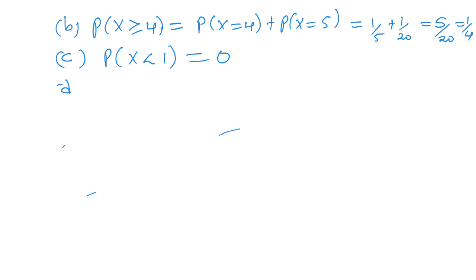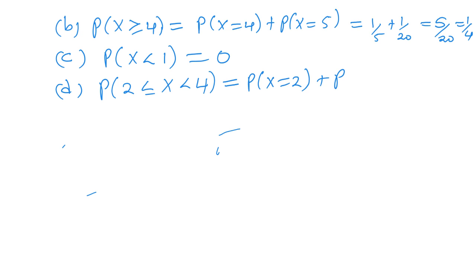Then D is the probability of 2 is less or equal to X less than 4. Okay, so we want X values that are greater or equal to 2, but must be less than 4. And when I check here, these are two values. The probability of X is equal to 2 and the probability of X is equal to 3, because 4 is not part of this. We are looking for values that are less than 4. So we don't take 4, but 2 and 3 are taken. So what is the probability of X is equal to 2, that is 3 out of 10, plus A, the probability of X is equal to 3, which is 7 out of 20.